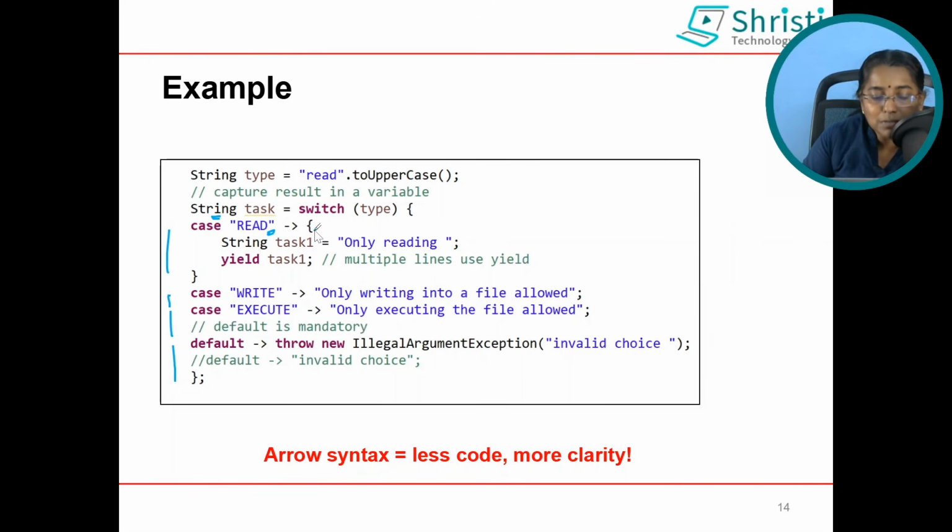No need of curly braces, no need of yield. Directly provide the value that you want to return. Okay, and no break also. This is the third case. Then default is mandatory. In default, either you can provide a value like this or you can throw an exception.